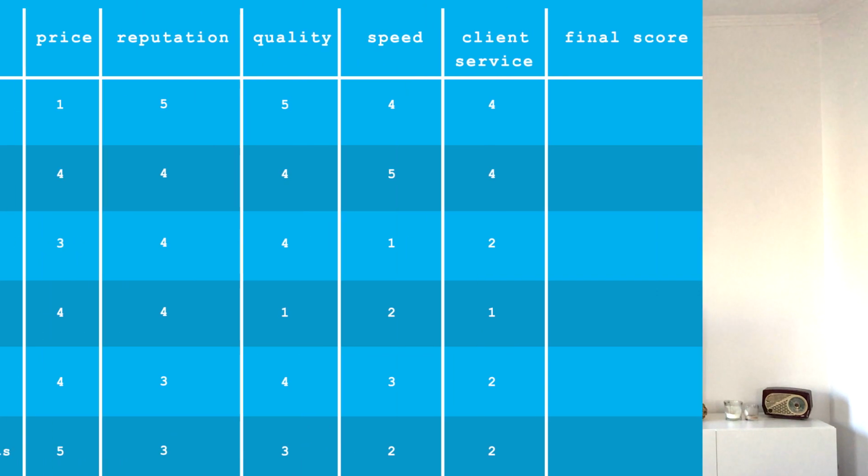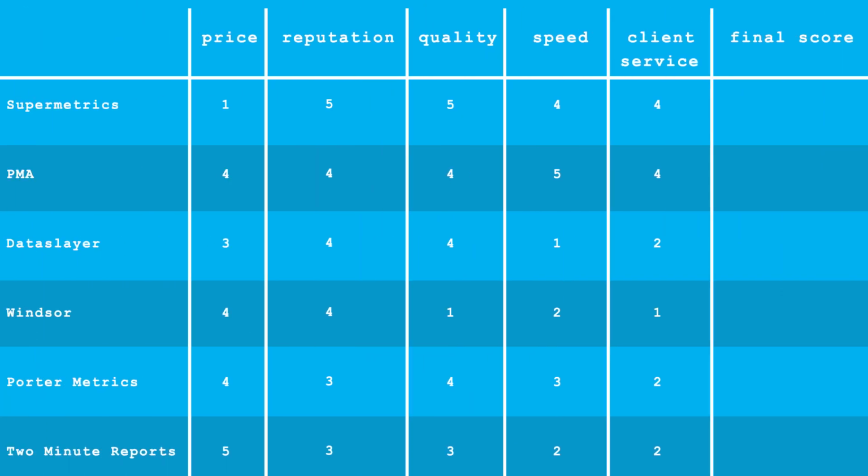So in the end, if we put all the scores in one single table, this is what we have. Supermetrics, 4 stars. PMA, 4 stars. Data Slayer, 3 stars. Windsor, 2 stars. Portometrics, 3 stars. And 2-Minute Reports, 3 stars.